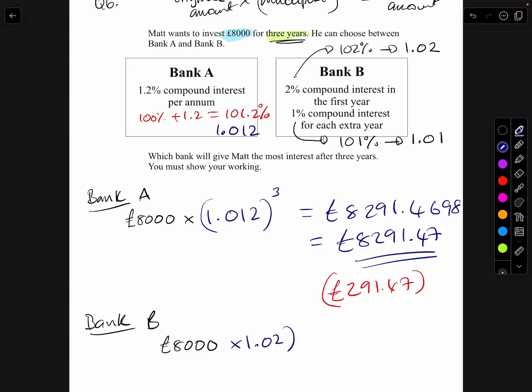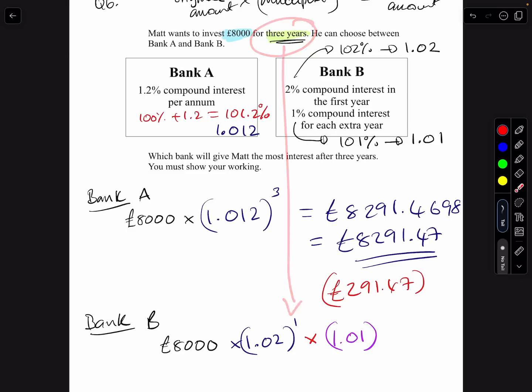You can draw the brackets and put to the power of 1 if you want to. And then we're going to keep that there because now for the second year, we're going to get that 1.01 multiplier. And that is going to be for how many years? Remember, the total was for 3 years. We've got 1 year already taken, so this is going to have a power of 2.